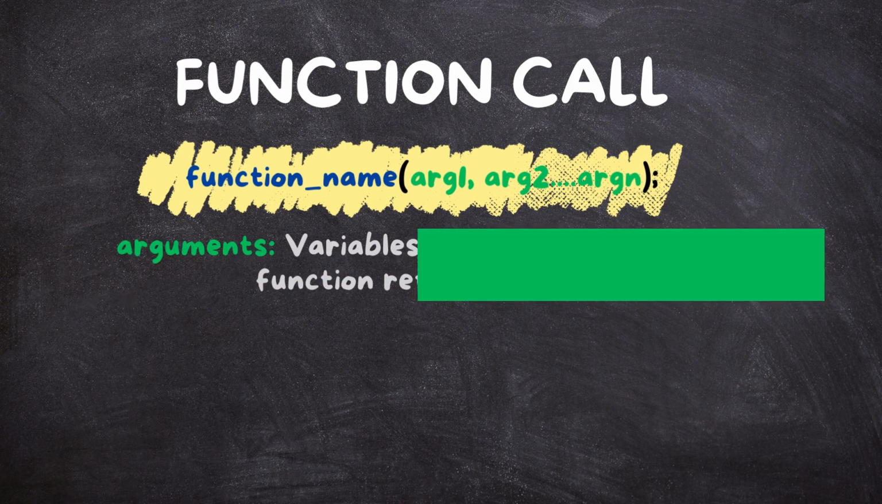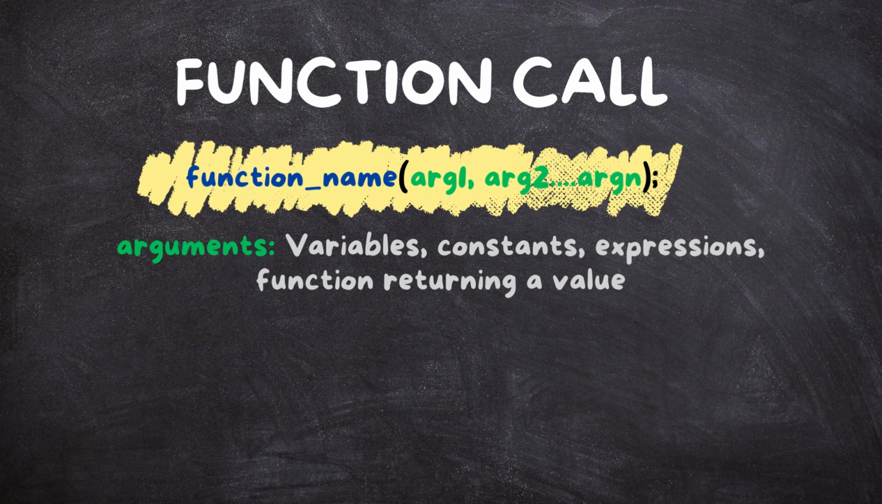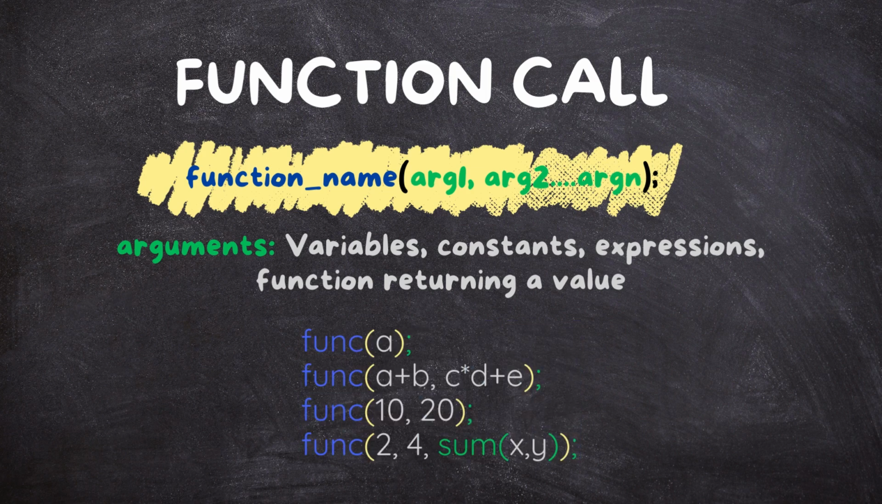The actual arguments can be variables, constants, expressions, or any function call which returns a value. For example, these all four statements are valid function calls. In case there are no actual arguments in a function, we should still use an empty parenthesis.